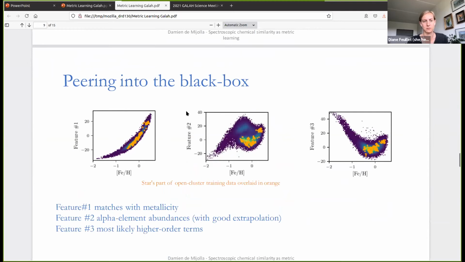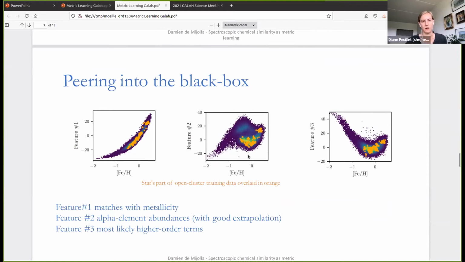If you look at the second most strongly scaled dimension, then it's really matching with alpha elements. So in some ways, this is just picking up on the fact that metallicity and alpha elements are kind of the most important features in spectra for recognizing stellar siblings, and all the other features aren't nearly as important.